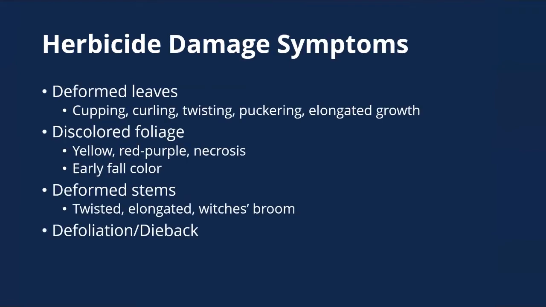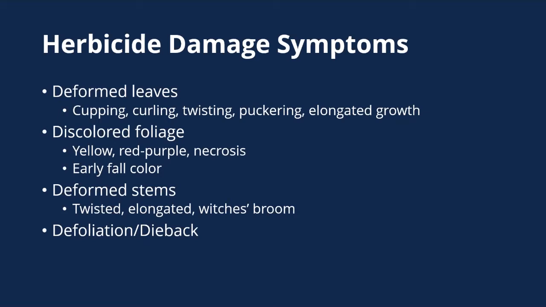And this is just a short list here of some of the symptoms that come along with herbicide damage or herbicide exposure that you'll see in trees. A big one is deformed leaves. So the leaves will cup, either they'll cup up or cup down. Oftentimes the edges of the leaves will curl. Sometimes the leaves will twist or pucker and almost look like seersucker, or they'll get elongated growth.